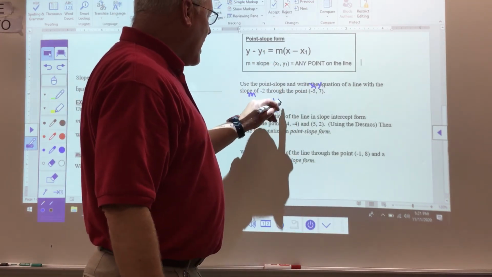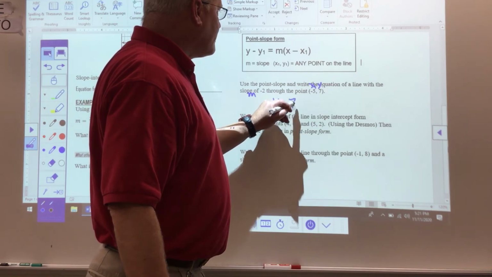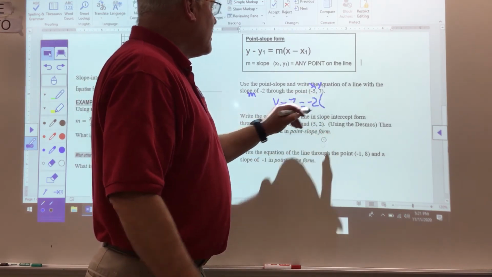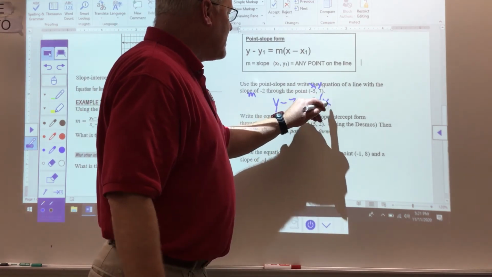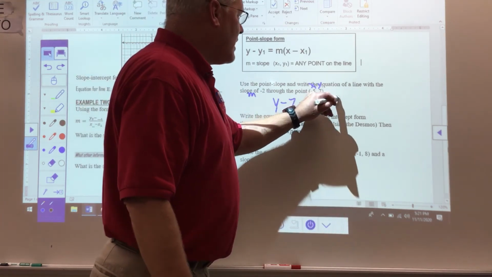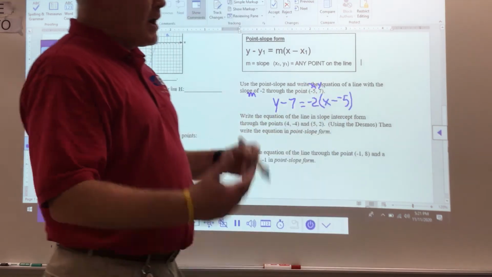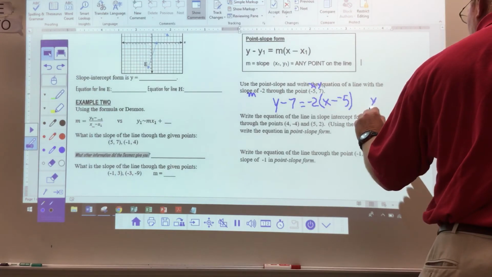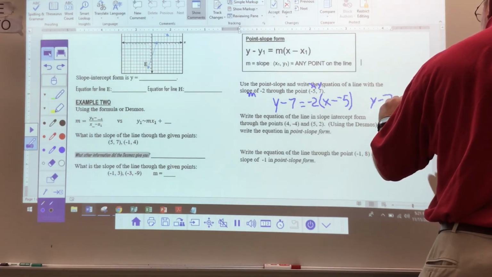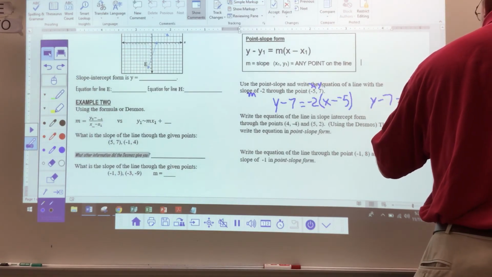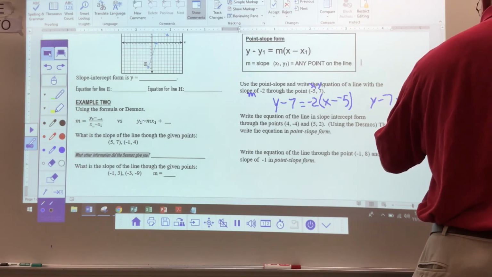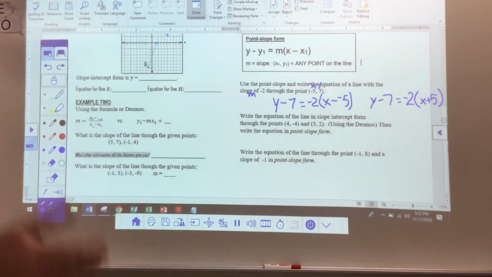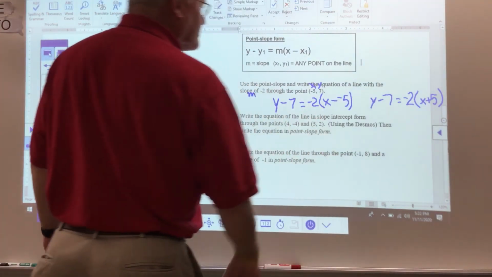So we're going to have y minus 7 is going to equal m of -2 times x minus -5. Now, we probably want to clean that up a little bit. So my final answer might look like this: y minus 7 equals negative 2 times x plus 5, because again, minus a negative is a positive. Not too bad, right?